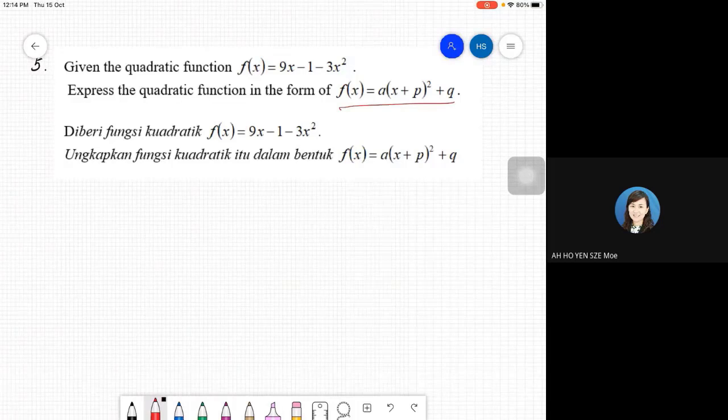Okay, I got the first person to PM me. Okay, I'll check the answer. Okay, very good, Safwan. You got it right. Okay, very good. Anybody? Yang lain mana macam mana? Okay, now sudah drop. Okay.